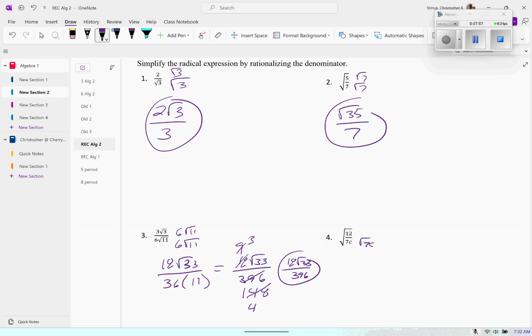Multiply top and bottom by 7c. Okay, so 7 times 12 is 84. So 84c. That's under the radical. And then root 7c times root 7c is root 49c squared, which is 7c. You can break 84 down. 84 is going to be 4 times 21. So on top, I'm going to get 2 root 21c over 7c, and it won't reduce outside at all.